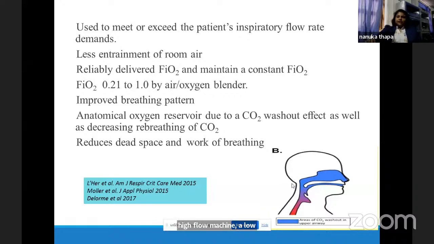So there is less entrainment of room air, reliably delivered FiO2 and a constant FiO2. FiO2 can vary from 21% to 100% by the air oxygen blender. It improves the breathing pattern. Anatomical oxygen reserve is increased due to the carbon dioxide washout effect, as well as decreasing the rebreathing of carbon dioxide. It reduces the dead space and work of breathing.